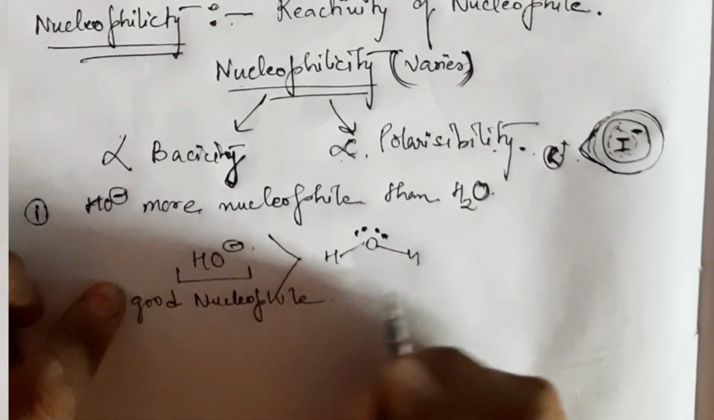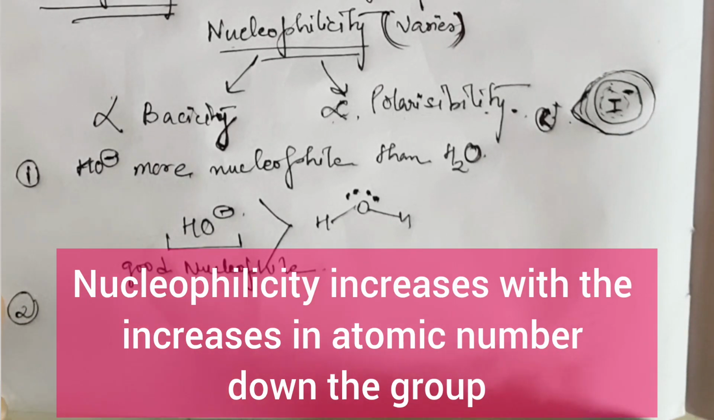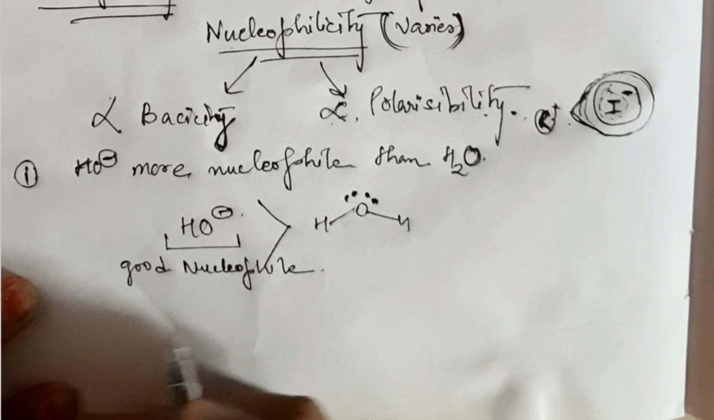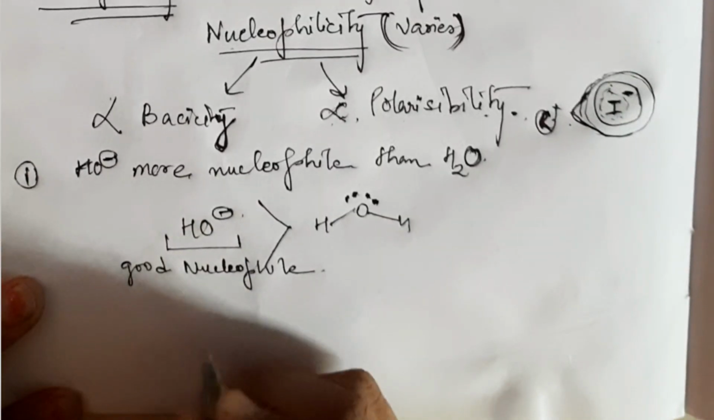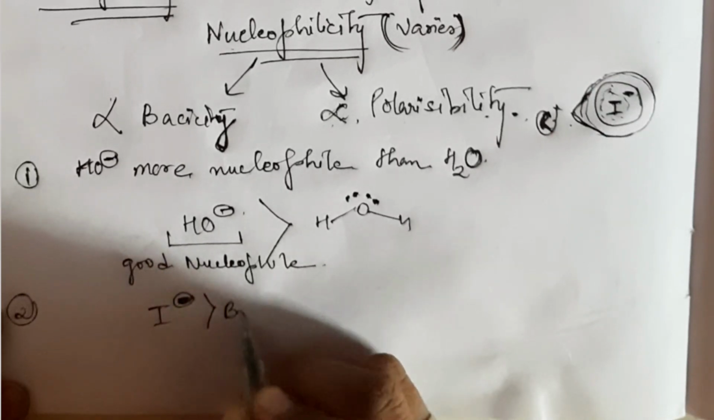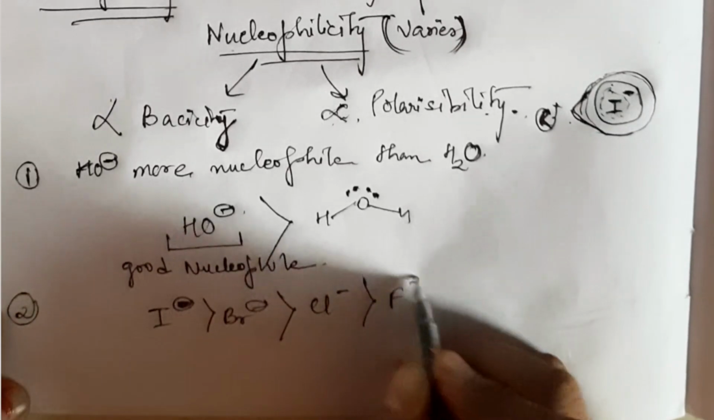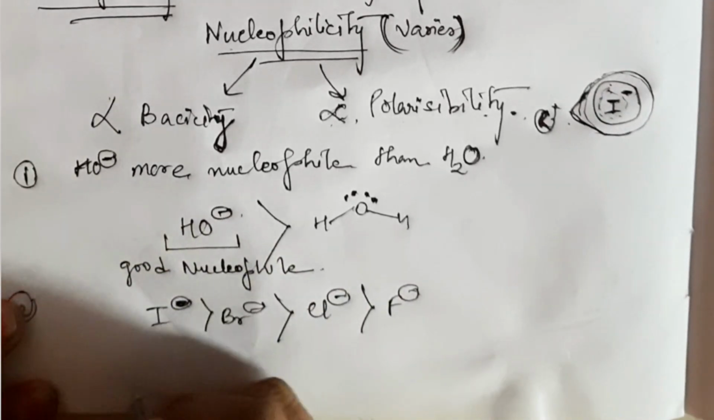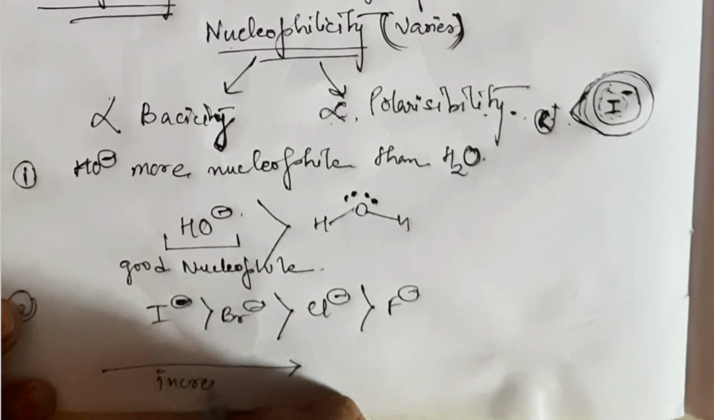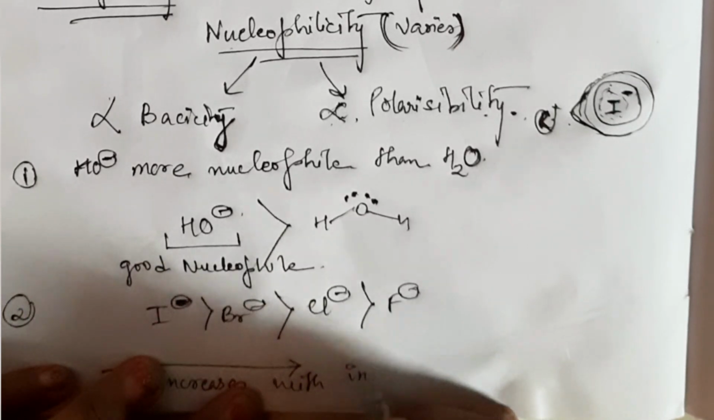Okay, now number 2. Number 2 is that the nucleophilicity increases with the increasing atomic number down the group in the periodic table. Thus the nucleophilic reactivity of I minus is more than Br minus, is more than Cl minus, is more than F minus. Why is it said the nucleophilicity increases with increasing atomic number?